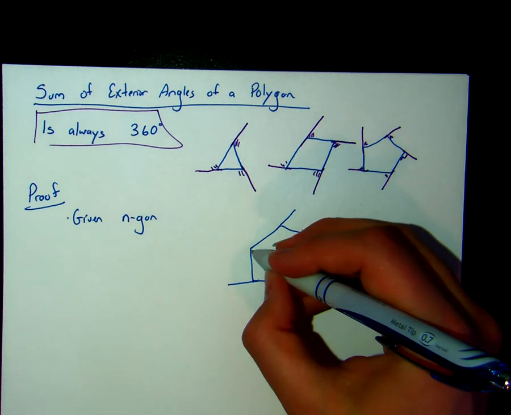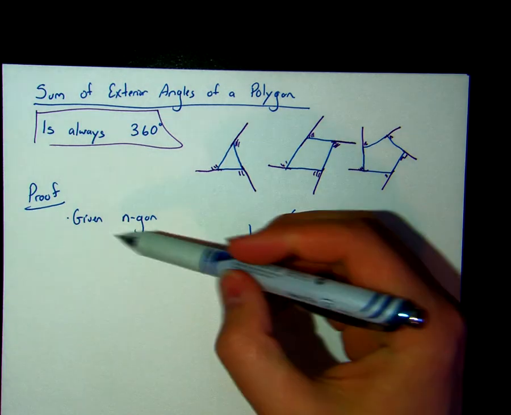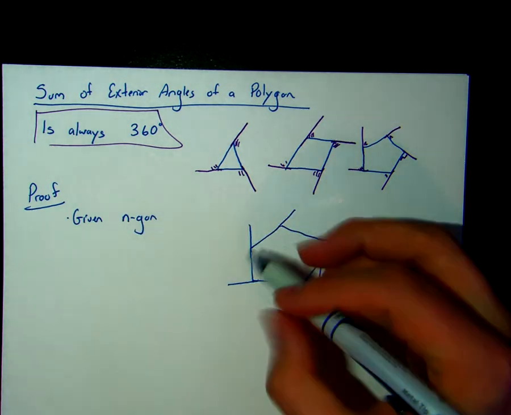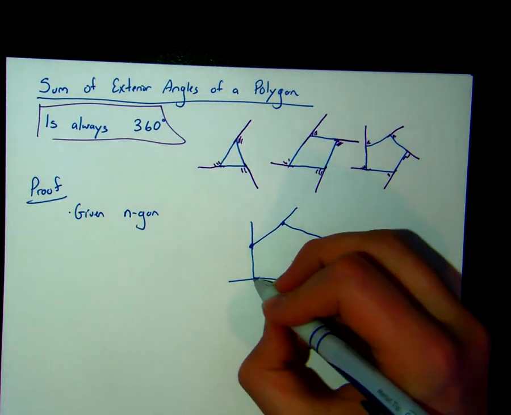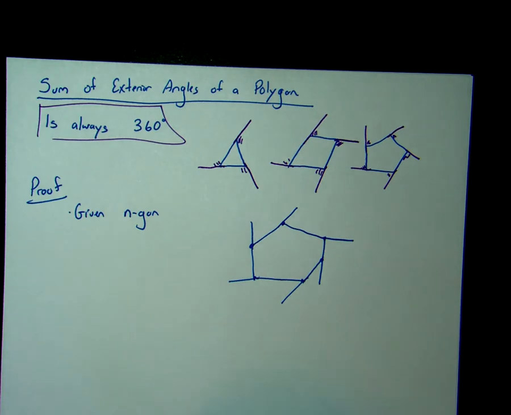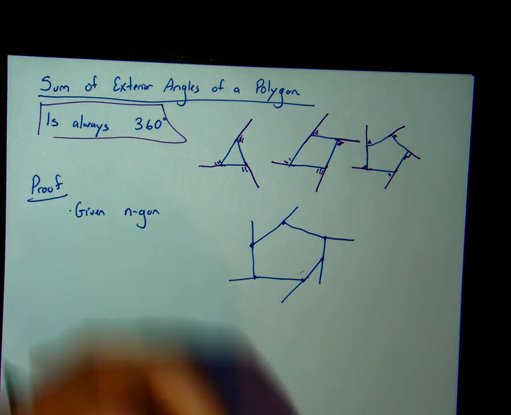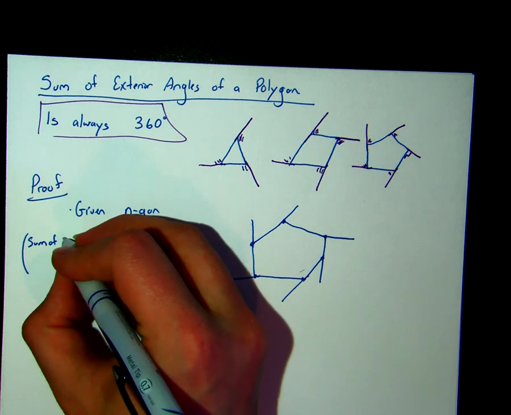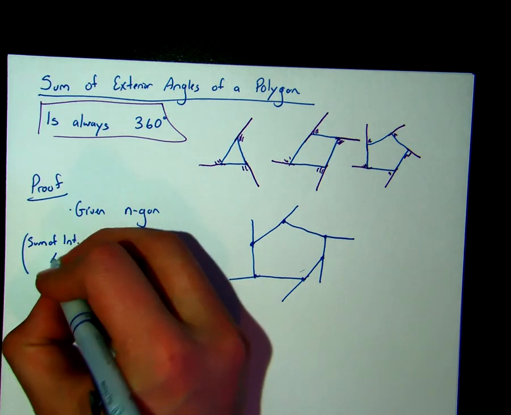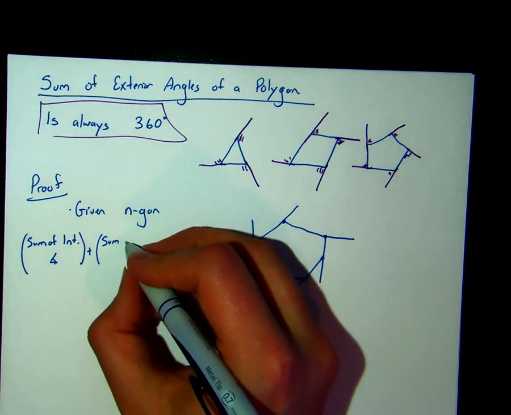Now, what this proof assumes, well, we don't really have to assume it, you just follow along here, is if there's an n-gon, there's n sides, which means that it has n vertices here. And what I want to do is add up all of my interior angles and all of my exterior angles. So I'm going to make an equation here. The sum of the interior angles plus all of the exterior angles.